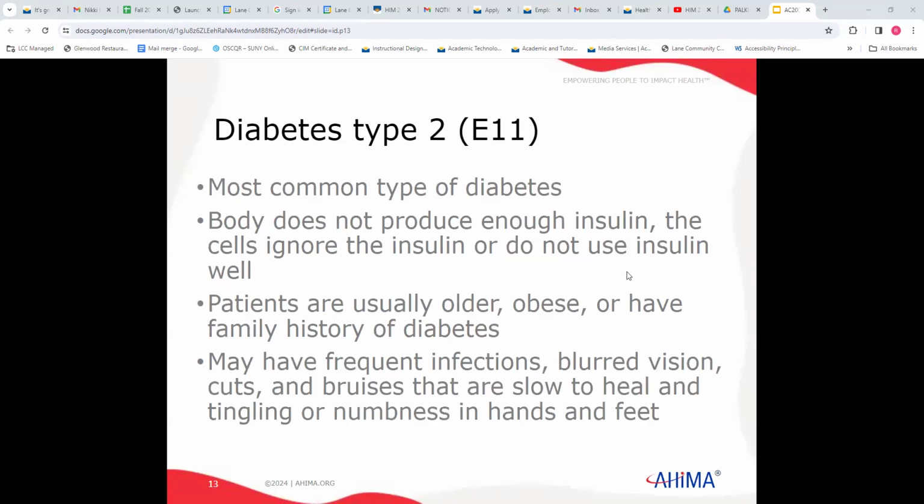Type 2, on the other hand, is more common, and basically the cells ignore the insulin or they don't use the insulin well. Patients are usually older, meaning adults, they're obese, and they have a family history. However, we are seeing more type 2 diabetics in children recently. With diabetes, they have frequent infections, blurred vision, cuts and bruises that don't heal quickly. And then we also have wound healing issues and numbness in the hands and feet.